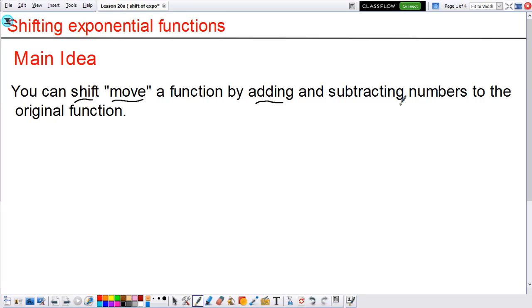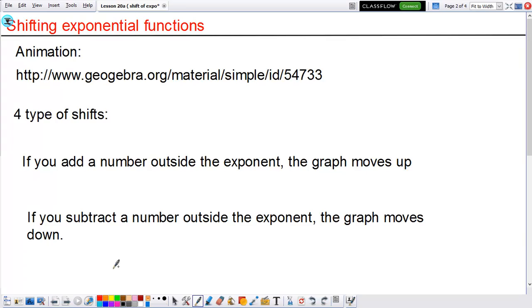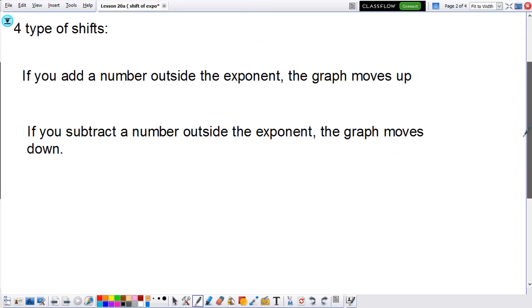When we're talking about logarithms, we move up and down if we are adding or subtracting outside the parentheses, and left or right if we are adding or subtracting inside the parentheses. For exponentials, it's a little bit different, but we are still trying to move the graph in those four directions, either up or down, left or right. So today, we will have a small presentation again.